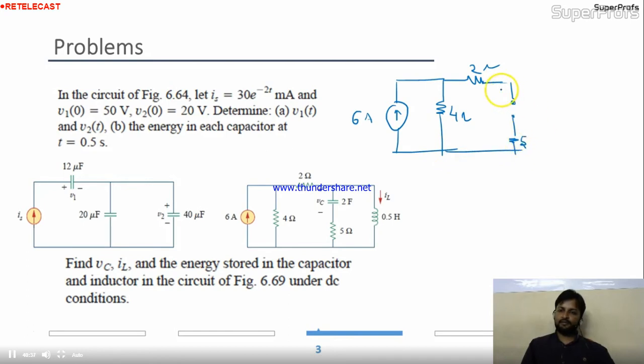This is 5 ohm. I'm replacing the inductor by a short circuit, and the current over here is IL. The voltage across this is VC. This is short circuited, and everything remains the same, as you can see over here. Now the question is a simple circuit. You can do it by nodal analysis, mesh analysis, whatever you want.